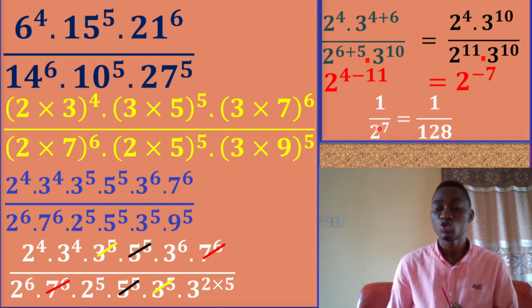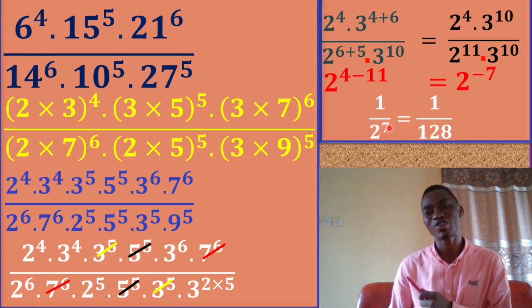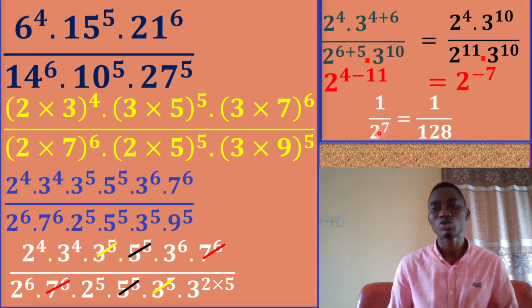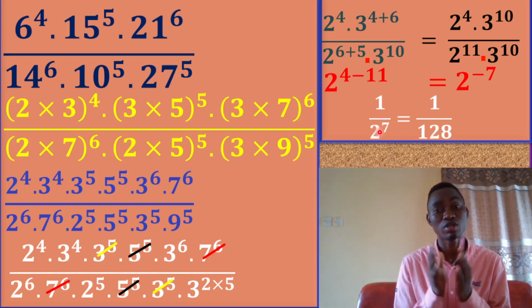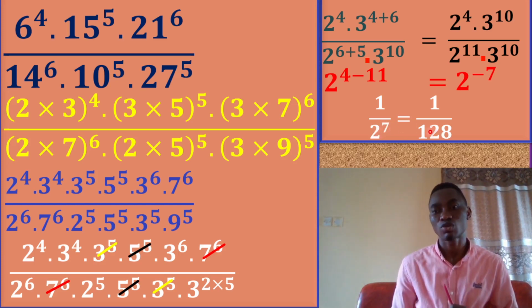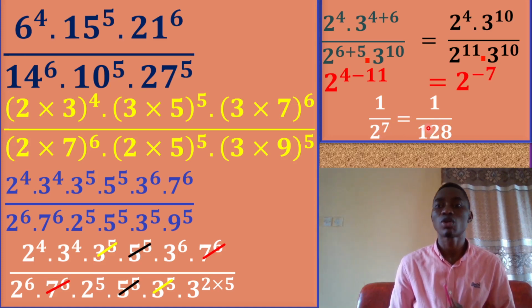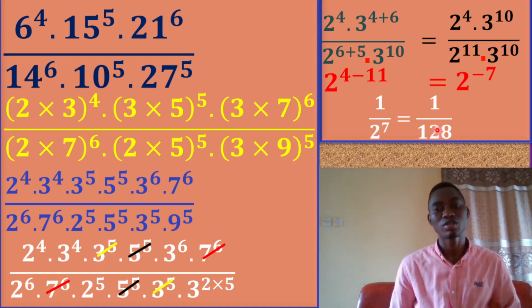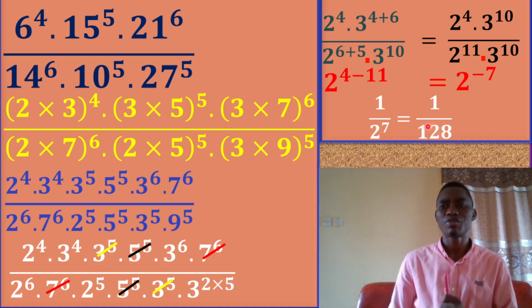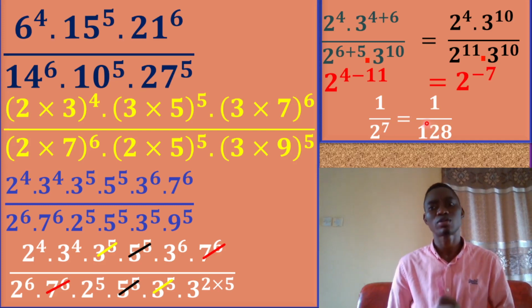Is that clear? 2 power 7 is not 2 times 7. It's 2 times 2 times 2, just like that, in 7 places. And that gives us 128. So the correct answer to this question is 1 over 128. This is the answer. Very, very simple. We did this without the use of any calculator.